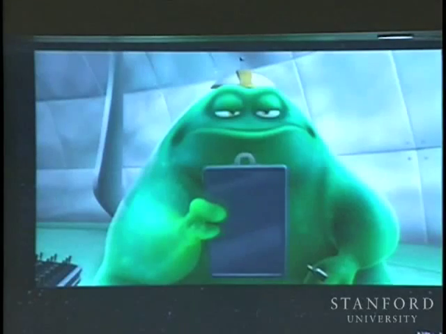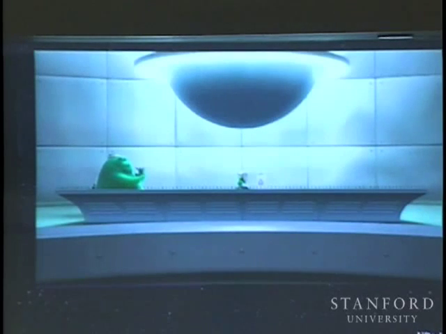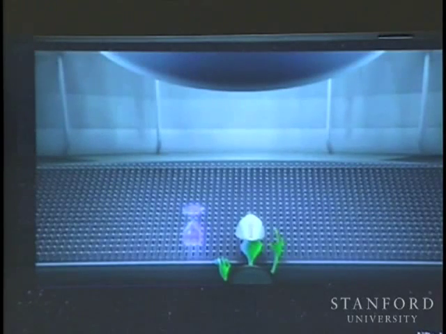And there's a view coming up. There's that poor kid looking at that system.